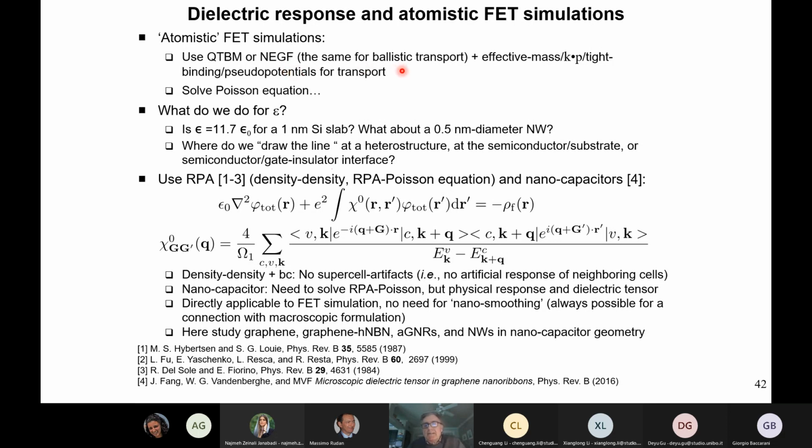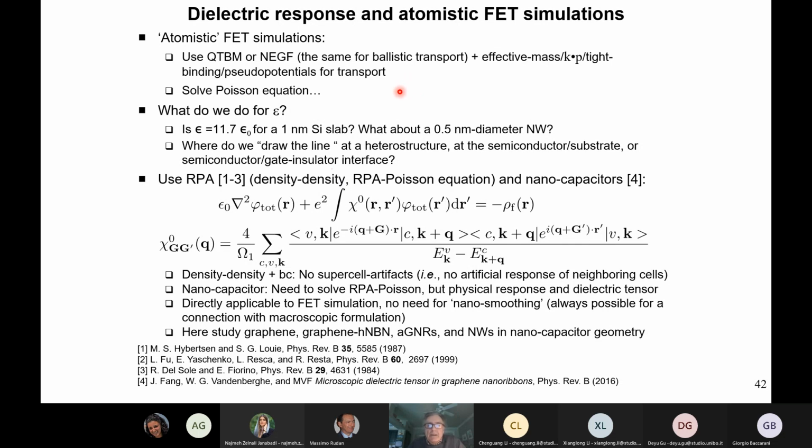So what do you do at the interface? Usually when you use a continuum limit, you say this is silicon and below this particular horizontal line you have silicon dioxide. You mesh your system, and in one mesh element you have an epsilon, in the next mesh element another epsilon, and then you solve your Poisson equation correctly. But if you're using an atomistic calculation, where do you draw the line? This is something that is hidden under the rug in many studies.